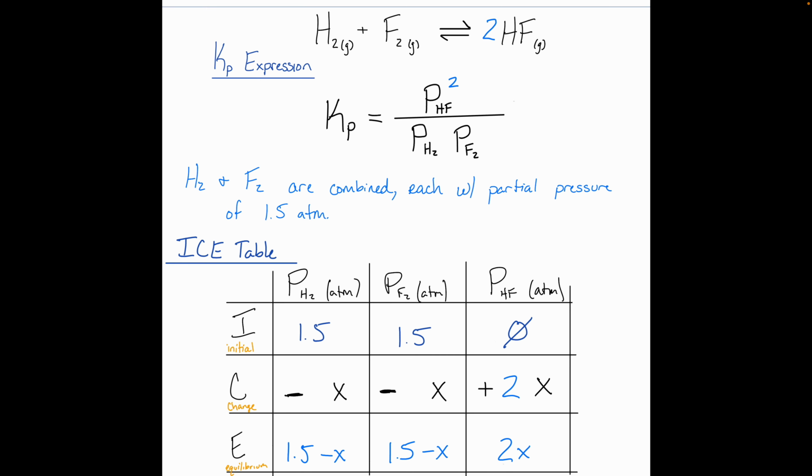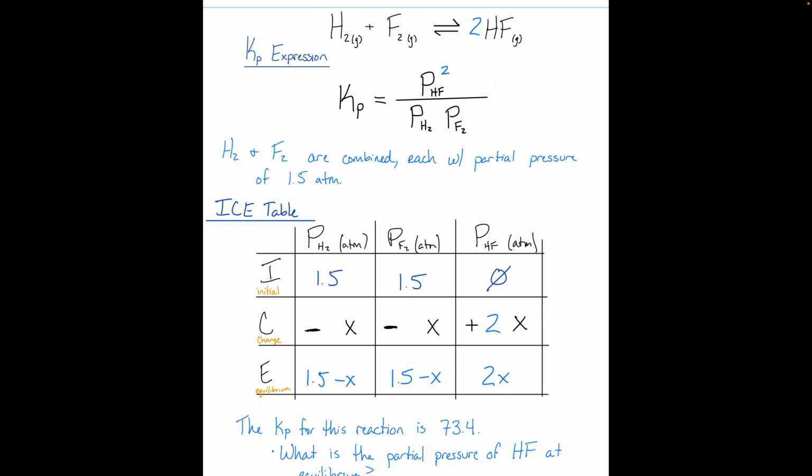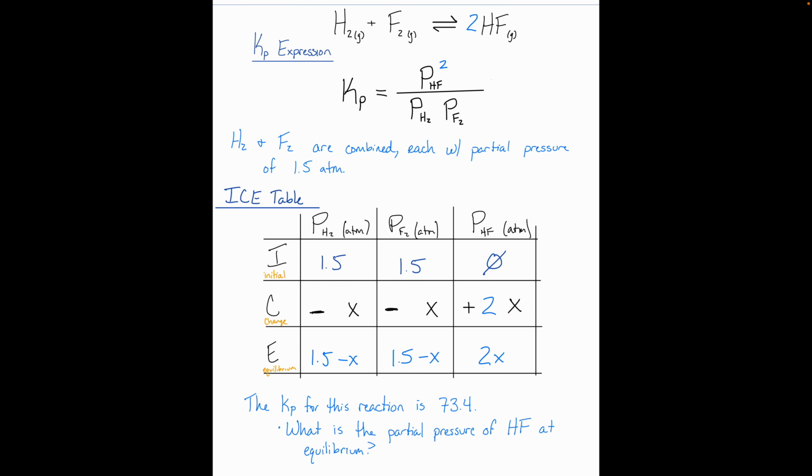The other piece of information, and this is what we're going to do today, is if we're told instead what the Kp for our reaction is, the value of that equilibrium constant. So now I'm going to tell you that the Kp of this reaction is 73.4, and I want to know what the partial pressure of our product HF is at equilibrium.